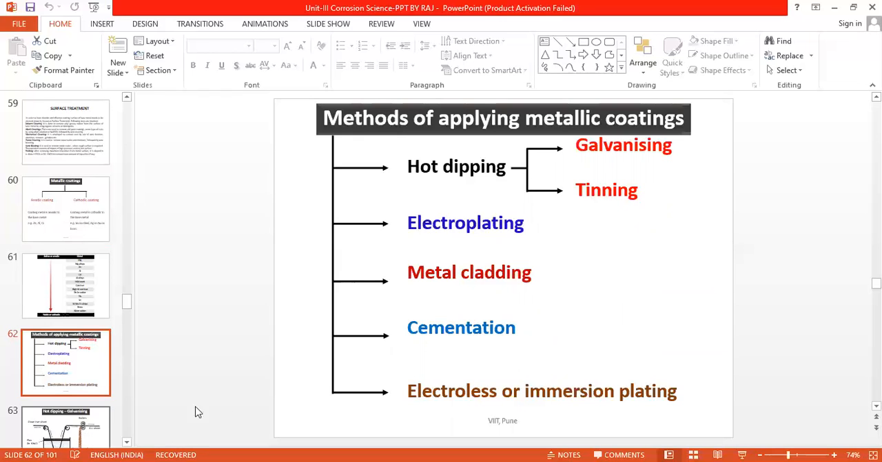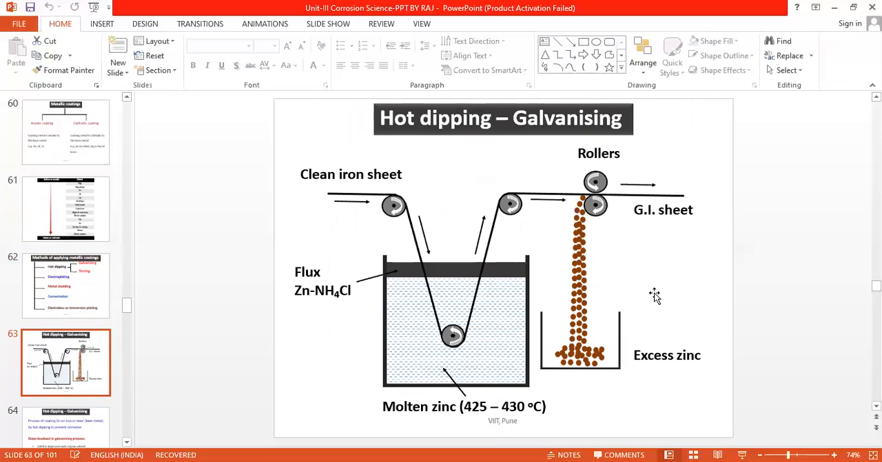Now we will see one by one. Hot dipping means the base metal article is dipped in the molten mass of the coating metal, and therefore the method is referred to as the hot dipping method. There are two ways by which the hot dipping method is carried out, depending on the coating layer. If we apply zinc on the surface of iron, then it is galvanizing, and if we apply tin on iron, it is tinning.